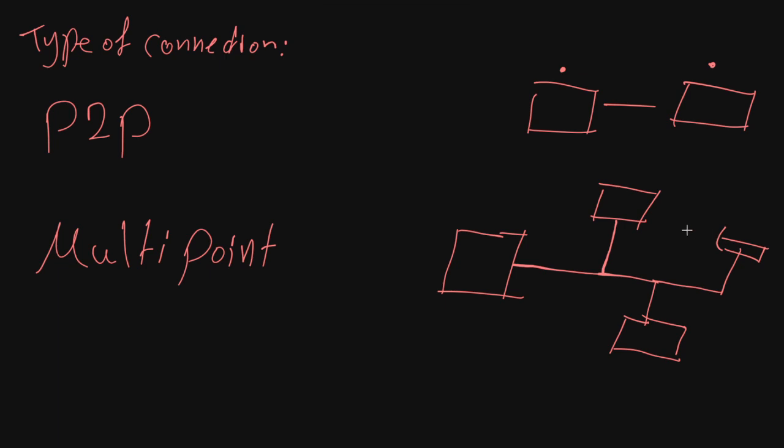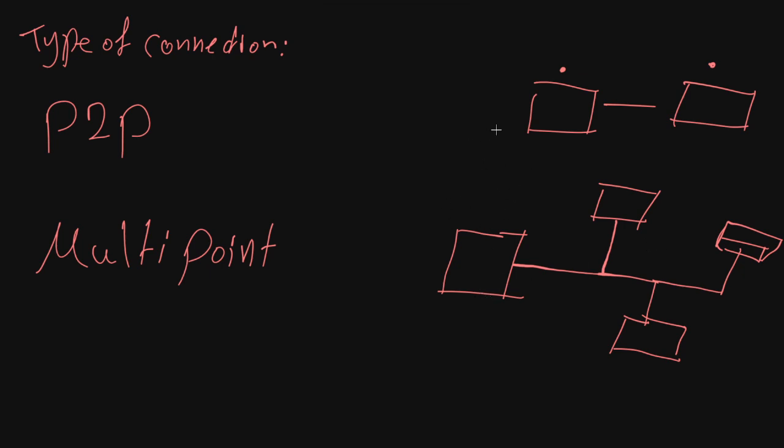In point-to-point there is a dedicated link between the two devices. Here the link in the multi-point is shared between two or more devices. In point-to-point, the entire channel capacity or bandwidth is reserved for the two connected devices. But here there is a single transmitter and multiple receivers.